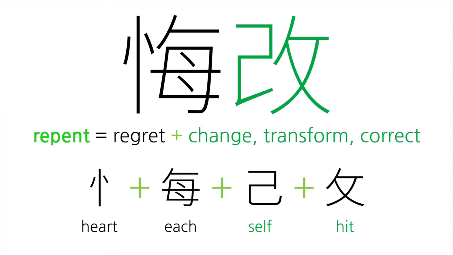Okay, but clearly, regret is just one aspect of repentance. The other aspect is represented by the green portion of this word, which is change, transform, correct. So true repentance, you know that somebody has truly repented if they bear the fruit of repentance, which is change, transformation, and correcting incorrect behavior. So the green portion could be change, transform, correct, or reform.